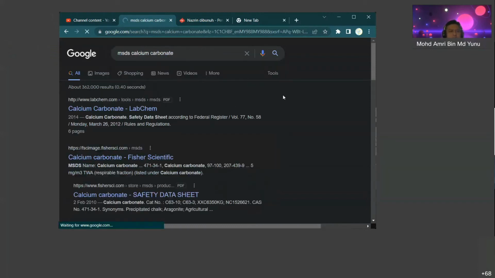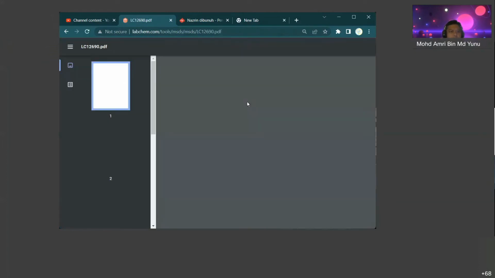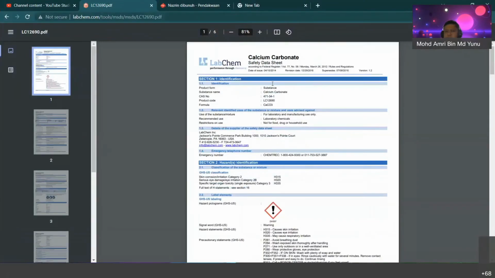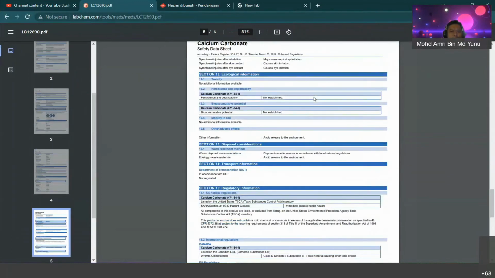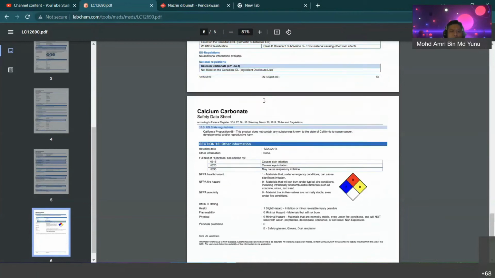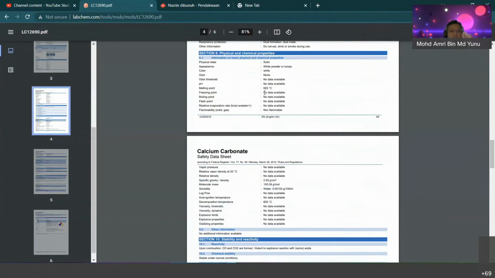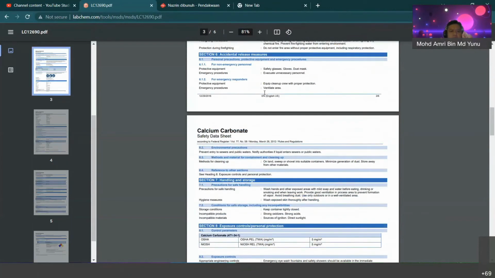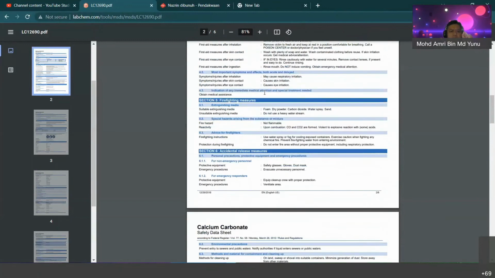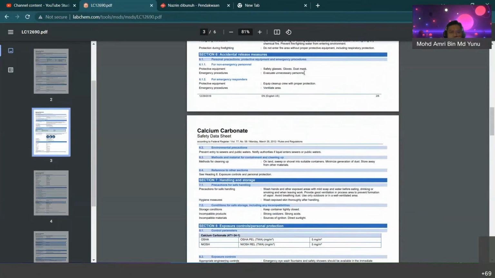MSDS calcium carbonate, for example. Yes. This is an example of a material safety datasheet for calcium carbonate. So there are many, at least 16 sections. In class, they all stated 13, but here it is extended to 16. So you can read, for example, accidental release measures: clean up, evacuate if necessary.